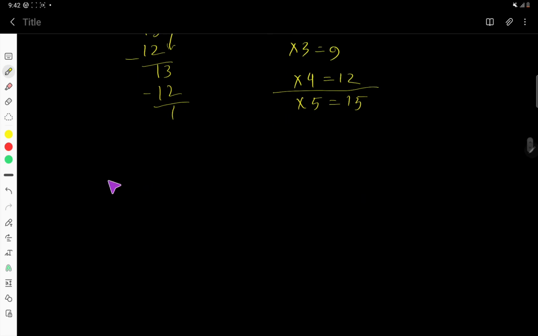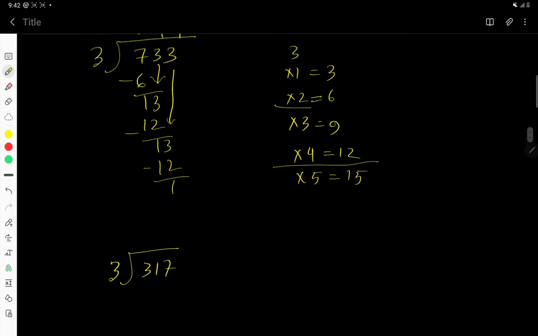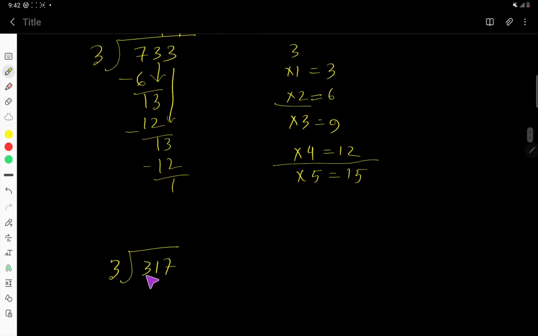Okay, here is the interesting example you need to learn. Look, 3 goes into 3 how many times? 3 times 1, 3. 3 times 2, 6. So we'll take 1 time. 1 times 3, 3. Subtract, then 0. Now your next step is to bring down this 1. Write 1. This 0 doesn't have any value.